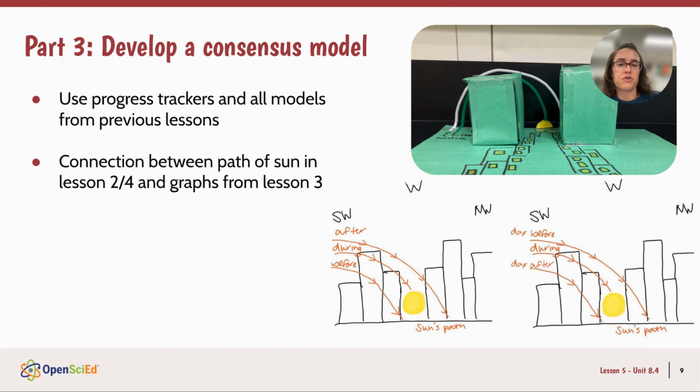This is a really good time to draw connections between the path of the sun that they figured out in lessons 2 and 4, as well as those solar graphs from lesson 3, and have them see how those different models, the graphical display and the drawing model, can fit together to help us explain Manhattanhenge.